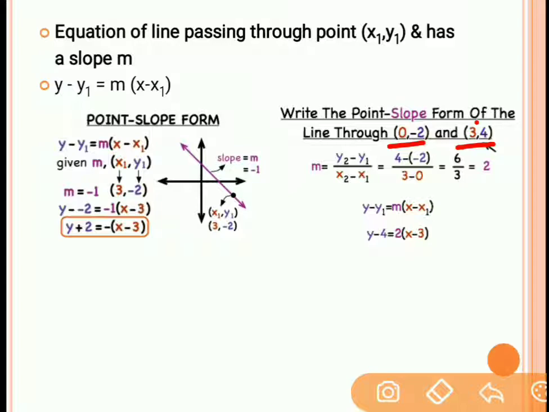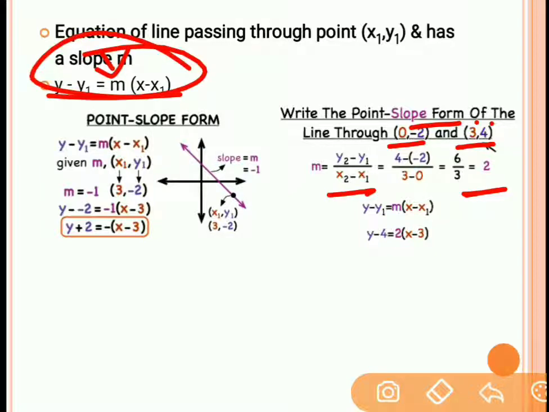The very first step is to use this equation. In this equation, first of all you need to find out the slope. The slope between these two points can be found from y2 minus y1 upon x2 minus x1, and the slope of this line is equal to 2. Then follow this equation, that is y minus y1 is equal to m into x minus x1.